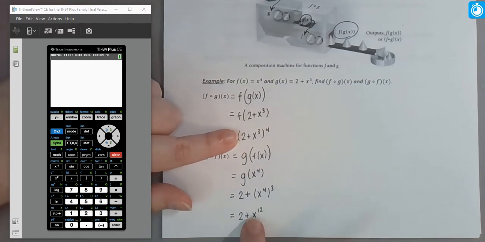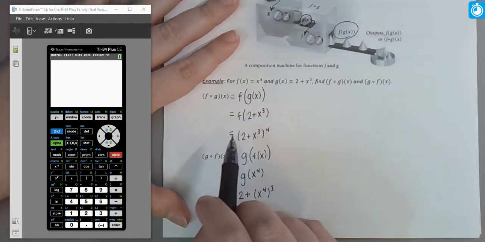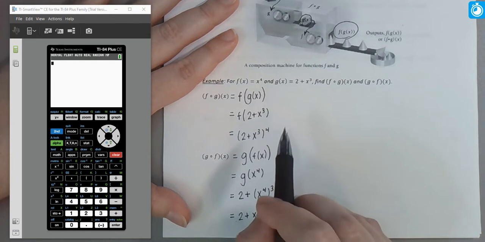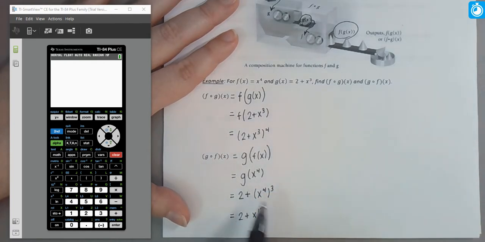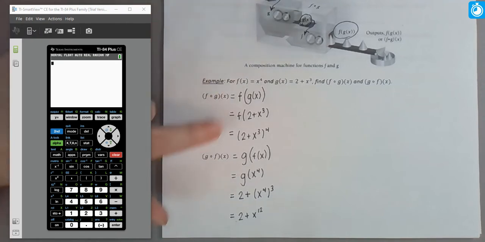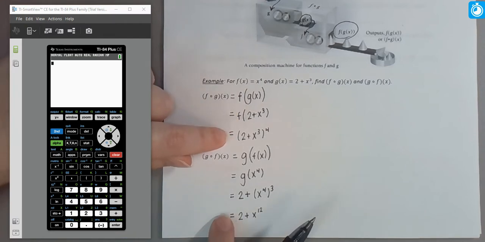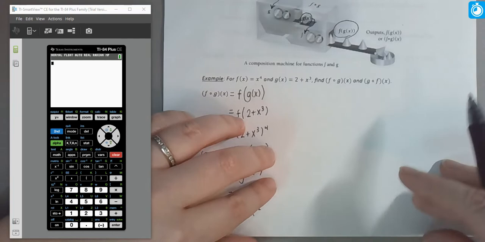This and this are not the same. If we were to take the time to simplify all of this down, this would have multiple terms, whereas this expression, this composition, only has 2 terms. So even though they were made up of the same functions, because we compose those functions in different orders, the resulting composite functions will not be the same. Okay, let's try another example.